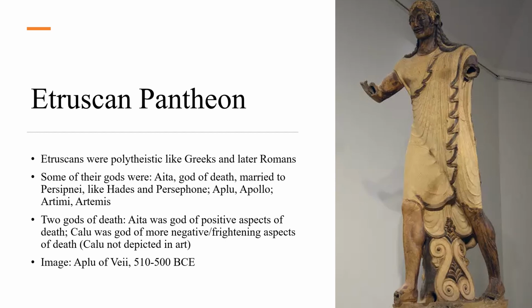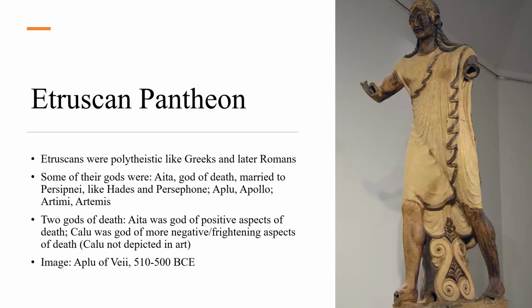There are some differences, though, between the Greek religion and the Etruscan religion, namely in their understanding of death. The Etruscans have two gods of death. They have Aita, god of death, who's similar to the Greek god Hades. He's married to a goddess named Persephone, basically the Etruscan version of Persephone. Again, we talked about the Greek gods in the archaic Greek lecture video if you want reminders about who the Greek gods were.